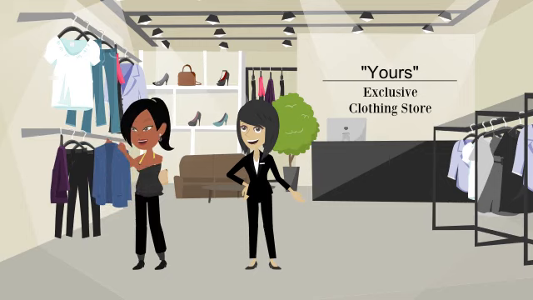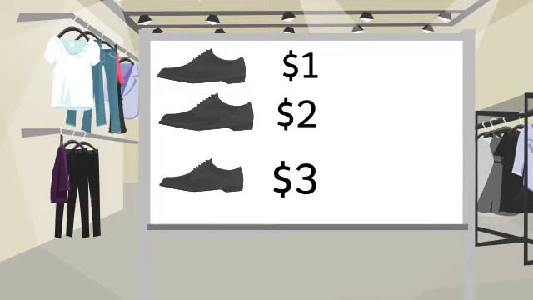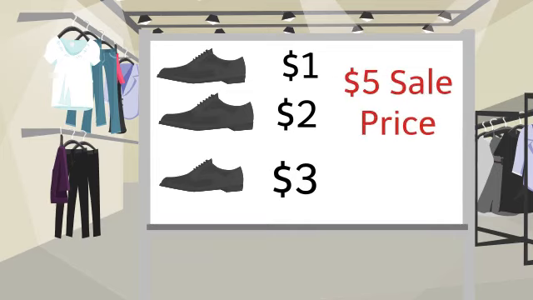So this is your store and you sell clothing and shoes. You bought these shoes for $1, another batch for $2, and then another batch later on for $3. This is the cost to get the shoes into your store. You then sell them for $5.